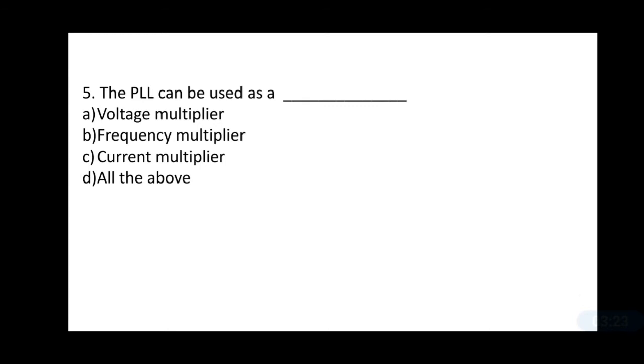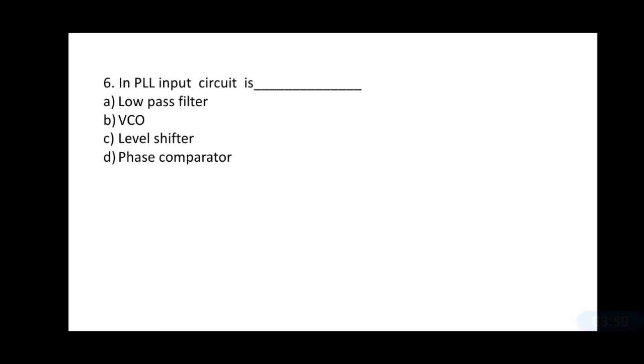Next question. The PLL can be used as a dash dash. Option A, voltage multiplier. Option B, frequency multiplier. Option C, current multiplier. Option D, all of the above. The correct option is B. The PLL can be used as a frequency multiplier.